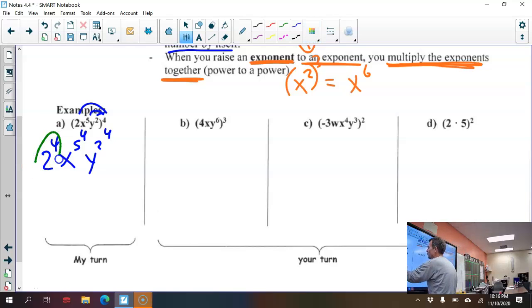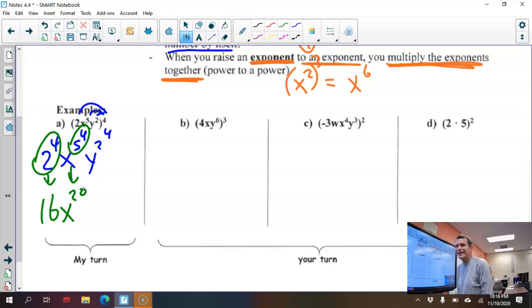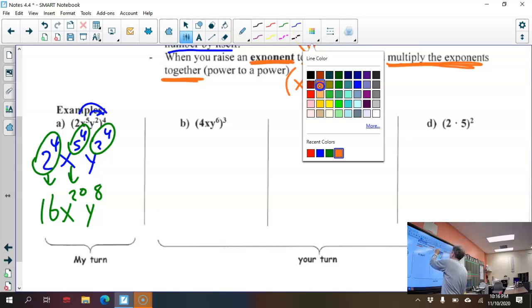So 2 to the 4th power, that is 2 times 2 times 2 times 2. That is 16. X to the 5th to the 4th power, this time I have an exponent to an exponent, so I multiply them together and get x to the 20th. And again here I have an exponent to an exponent, so I multiply them together and get 8, y to the 8th.